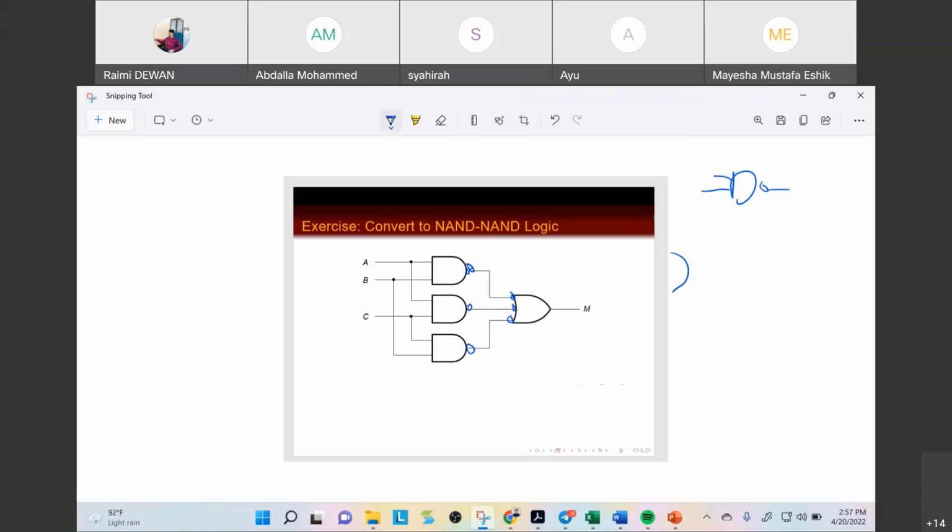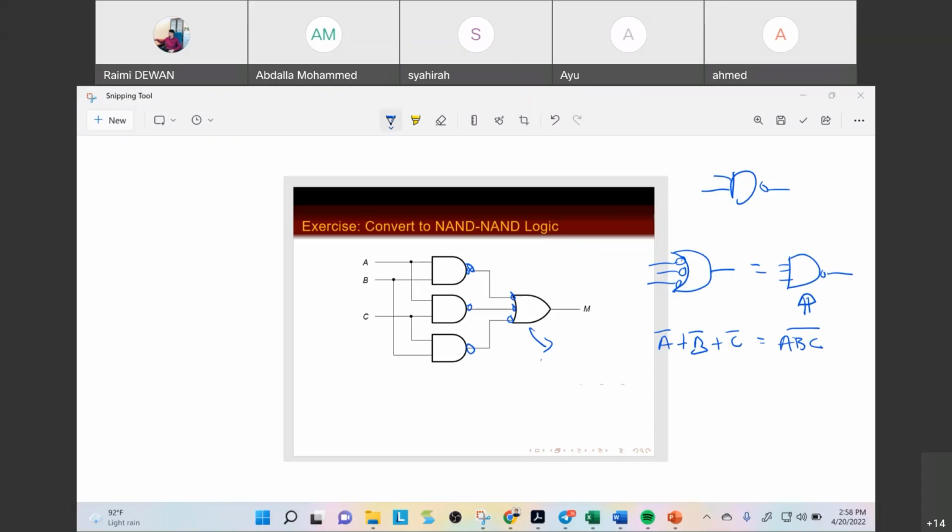And you need to show, if you want your answer to be complete, that this is equal to A bar plus B bar plus C bar. And if we consider De Morgan's theorem, it is actually (ABC) bar, which is equivalent to this. Understand? That's why this is actually equivalent to a NAND gate. Understand or not? Okay, understand.